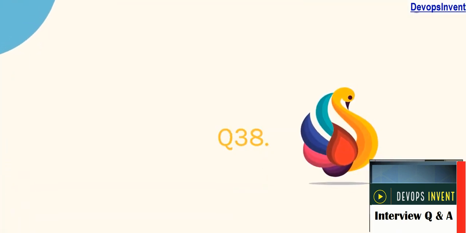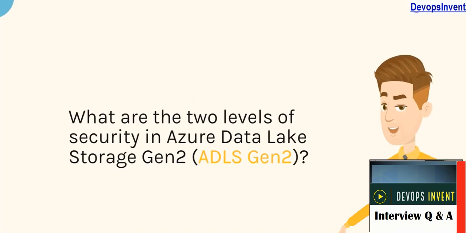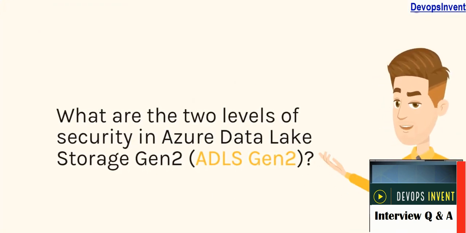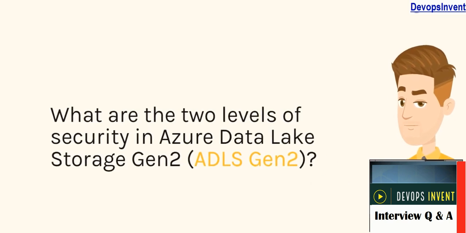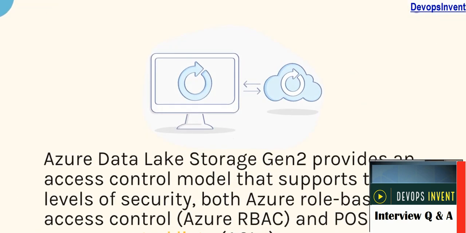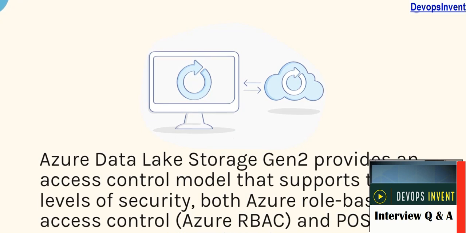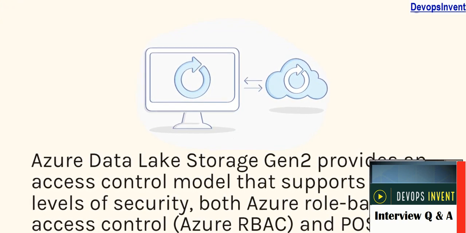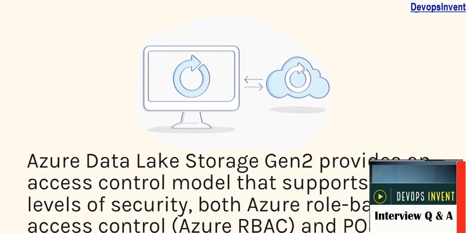Q38. What are the two levels of security in Azure Data Lake Storage Gen2? Azure Data Lake Storage Gen2 provides an access control model that supports two levels of security, both Azure Role-Based Access Control, Azure RBAC, and POSIX-like access control lists, ACLs.